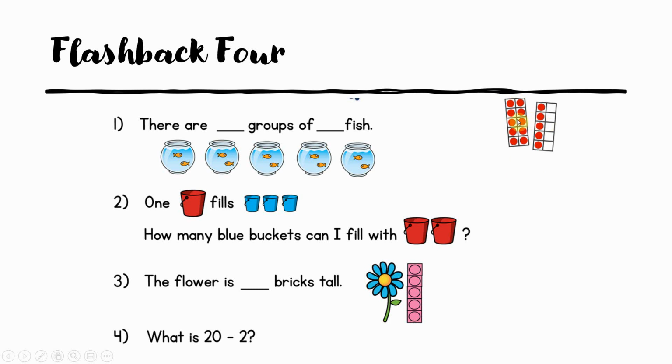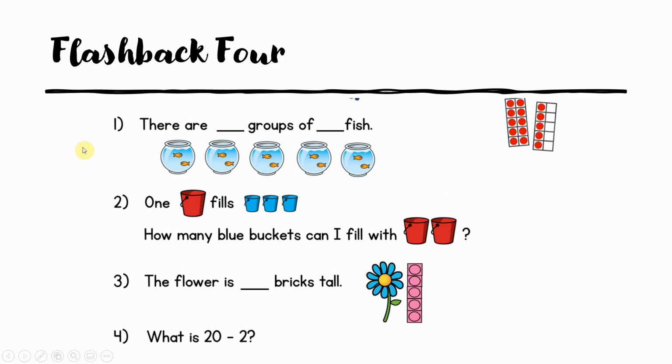So I've got two 10 frames. This 10 frame is full, and I know that one full 10 frame means that there are 10. It's a 10. So we've got 10, 11, 12, 13, 14, 15. I've made the number 15.